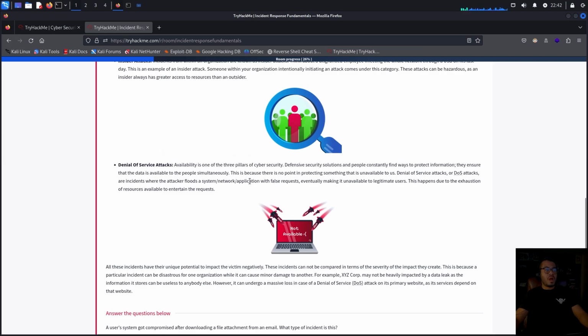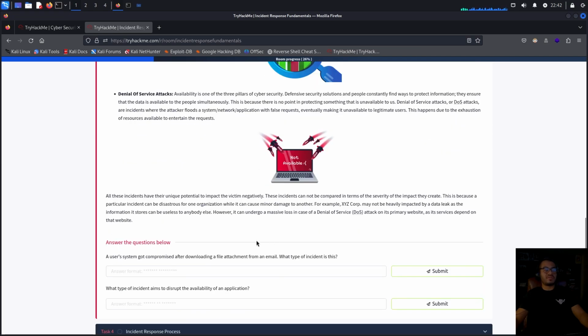Denial of service attacks. Availability is one of the three pillars of cybersecurity. Defensive security solutions and people constantly find ways to protect information. They ensure that the data is available to the people simultaneously. This is because there is no point in protecting something that is unavailable to us. Denial of service attacks or DOS attacks are incidents where the attacker floods a system, network, or application with false requests, eventually making it unavailable to legitimate users. This happens due to the exhaustion of resources available to entertain the requests.